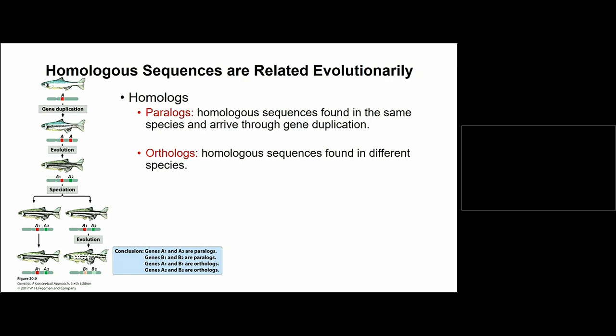So these are called paralogs. A1 and A2 are called paralogs. These are 2 genes in the same species that are homologous, or came from a common ancestral gene.